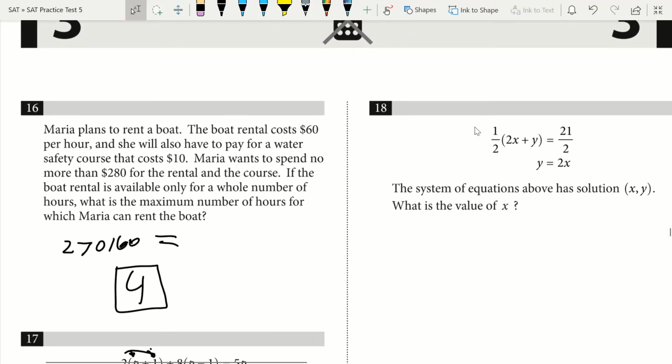Alright, question 18. The system of equations above has a solution x, y. What is the value of x? I plug in 2x here for y up here. So now I get 2x plus 2x, that's 4x. Half of 4x is 2x. I divide each side by 2 to solve for x, which means that I have 2 times 2 here. So I get 21 over 4.